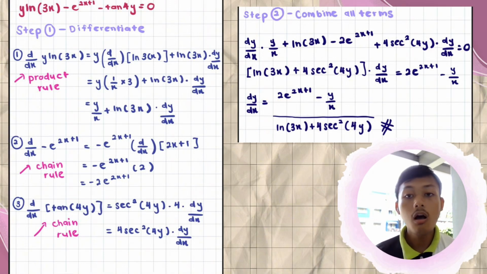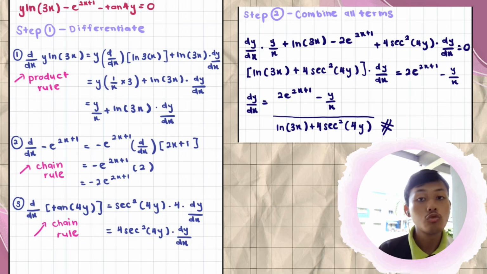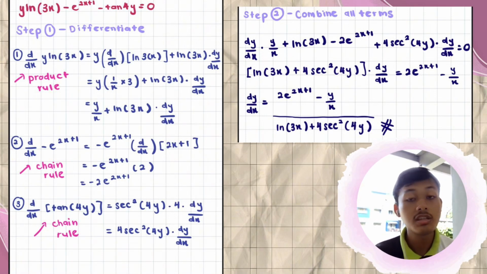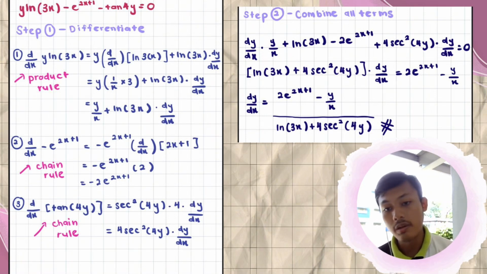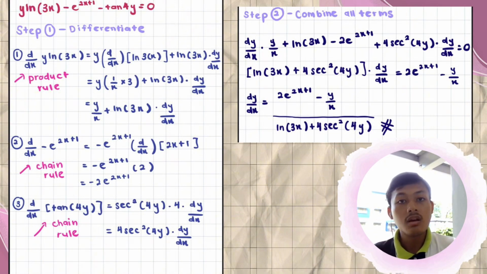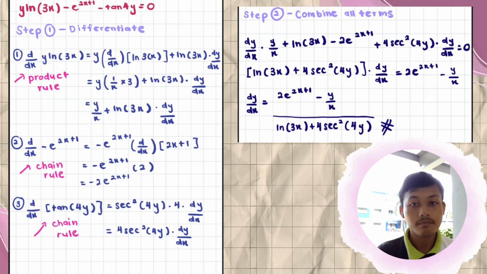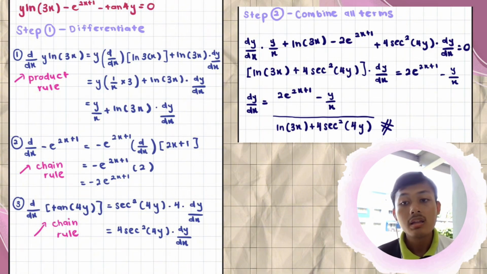Now we'll put all the derivatives together, forming y over x plus ln 3x times dy/dx minus 2e to the power of 2x plus 1 minus 4 secant squared 4y times dy/dx equals 0. Now we put the terms with dy/dx on the left side and the terms without dy/dx on the right side, and we produce the equation ln 3x dy/dx minus 4 secant squared 4y dy/dx equals negative y over x plus 2e to the power of 2x plus 1.